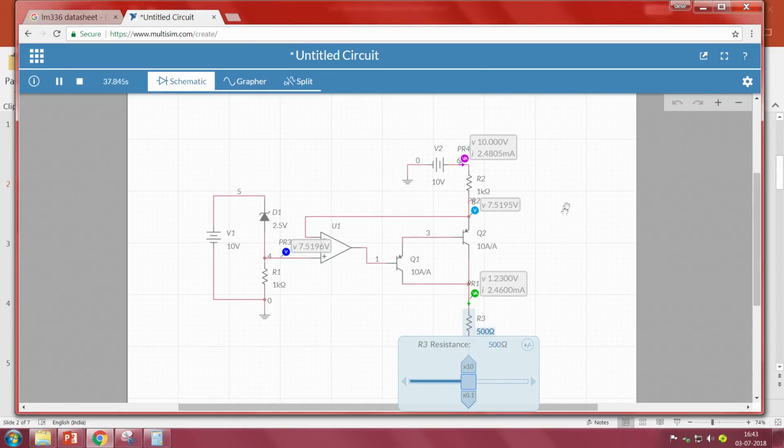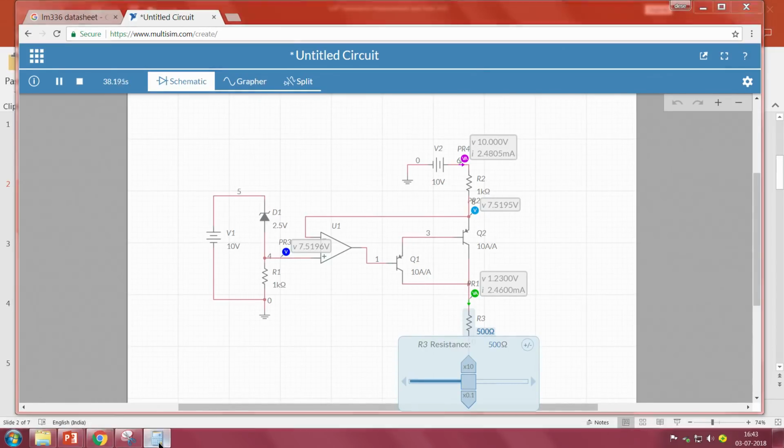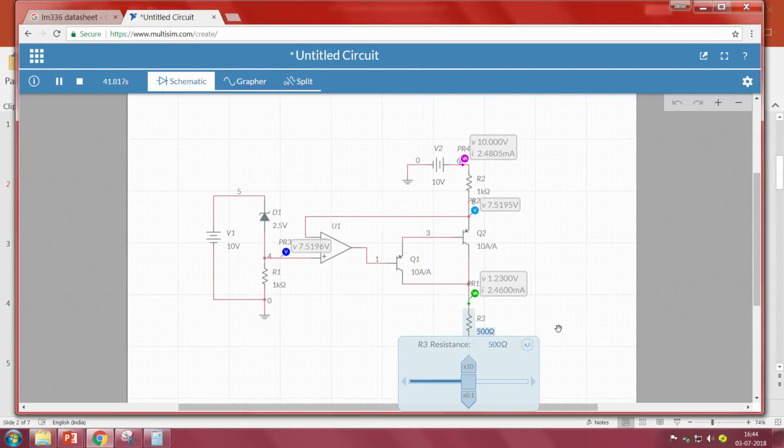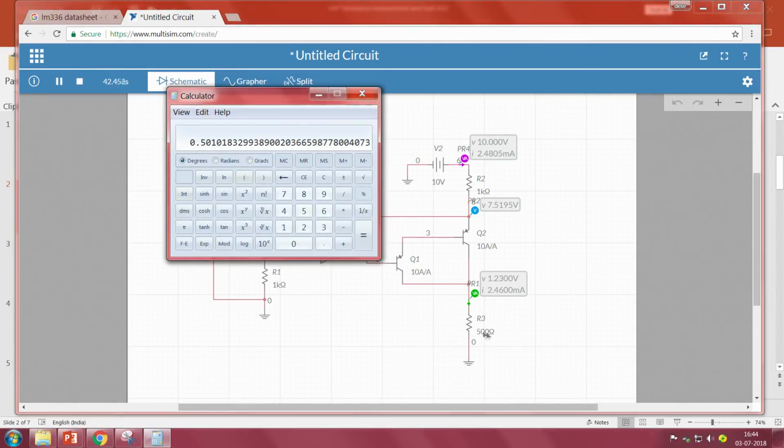Now, so 2.455, and this is 1.23 divided by 2.455. So, which is 501.5. So, this is volts and this is milli. So, 0.5 kilo, 0.5 kilo, right, that is nothing but 500 ohms. So, the value is almost equal to 500 ohms. So, this is a way.